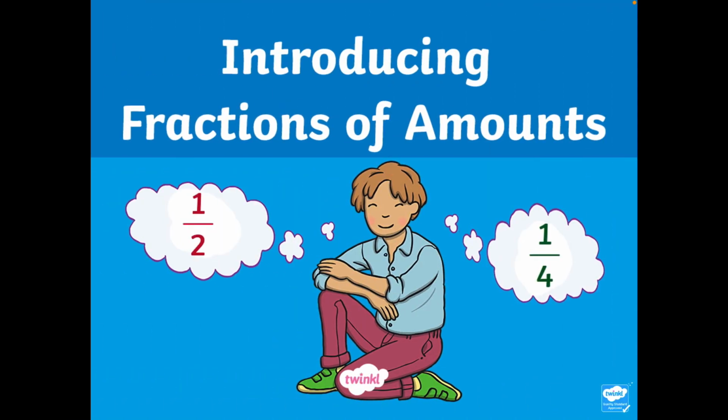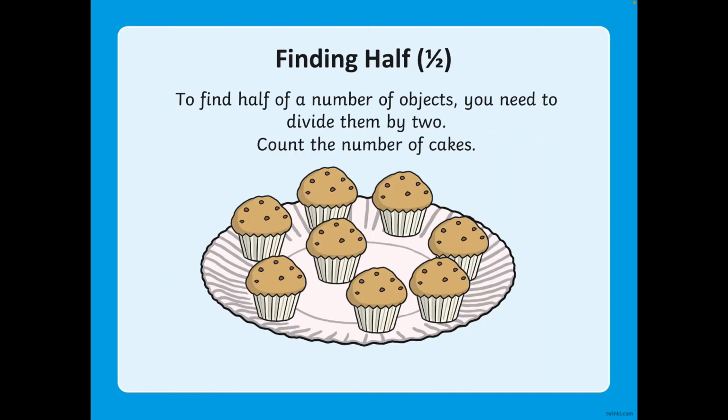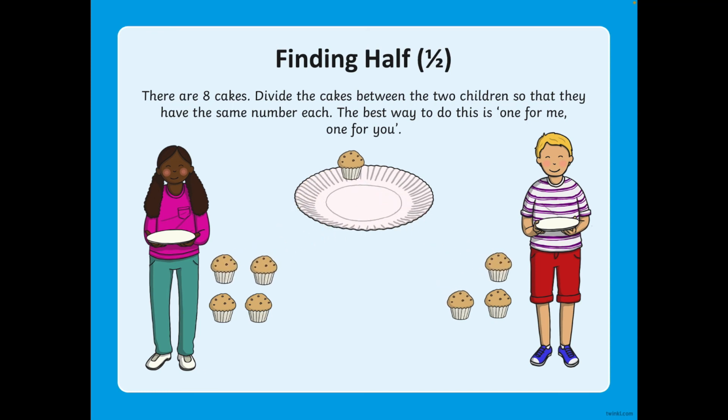Okay, Year 4, let's recap then what you should have already learnt. Introducing fractions of amounts. Let's have a go at finding half, a quarter, 1/3, 3/4 and 2/3. So to find half of a number of objects, you need to divide them by 2. Count the number of cakes and half it. So each child is going to get 4 cakes.